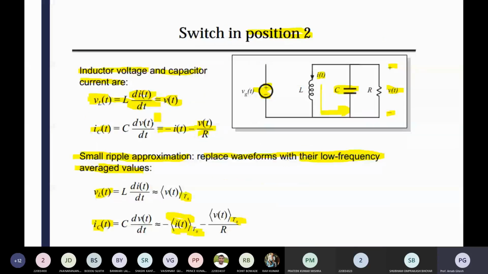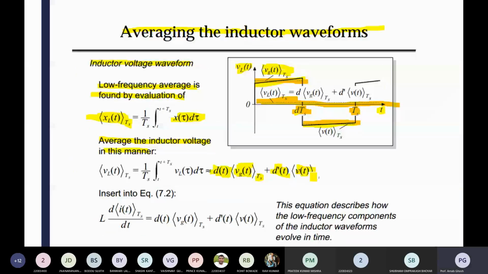Here you can see that in the switch off condition, when the switch is in position 2, you will get the expression VL(t) equals to v(t). So you average that value of v(t) over the switching period. Okay, so now we get this expression: VL(tau) d tau equals d(t) within brackets, average Vg(t) over TS, plus d dash (t) within brackets, average v(t) over TS. Now what is your expression for inductor current?